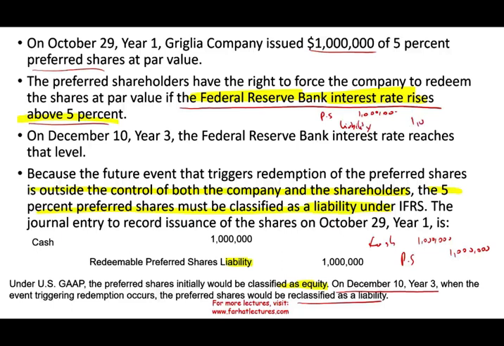Why do you create a liability? Because now it's a liability. It's no longer equity. You have to take it out of preferred stock and put it into a liability, a bond, or whatever you want to call it. Just call it a liability. So this is how U.S. GAAP treats it whenever you have either an equity or a liability.